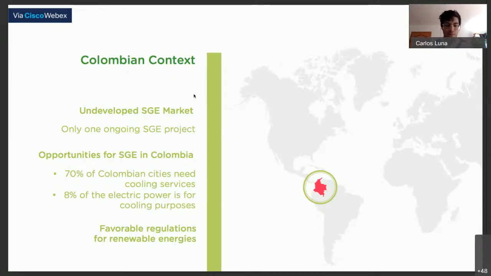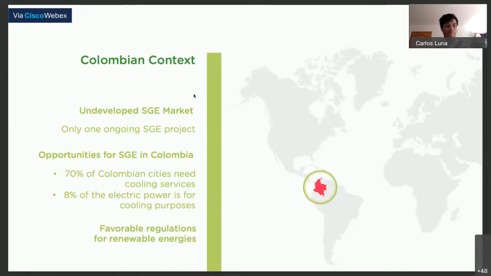So in a nutshell, there is a huge opportunity to foster this renewable energy. And recently, there are some favorable regulations that include tax incentives, quotas, and long-term agreements that may serve as well to introduce these renewable energies in the country. However, these regulations have been focused on photovoltaic centralized sources instead of looking towards other renewable energy sources.